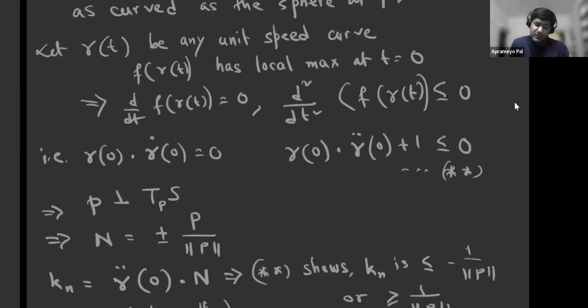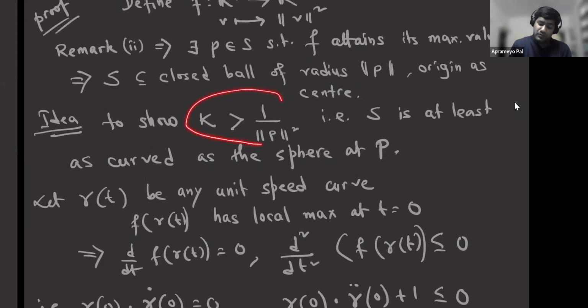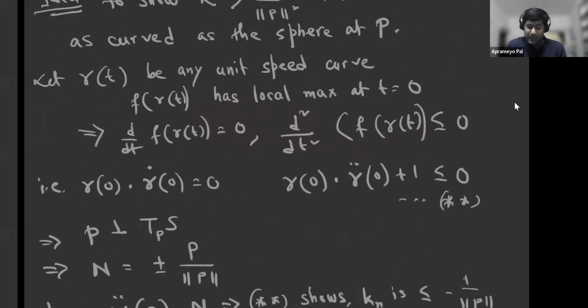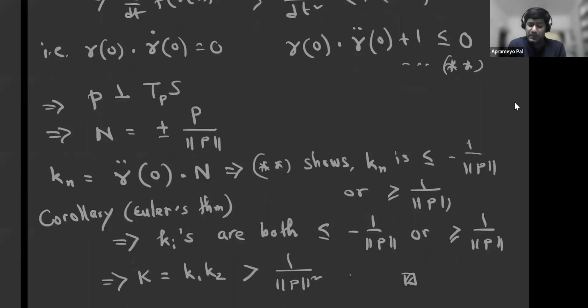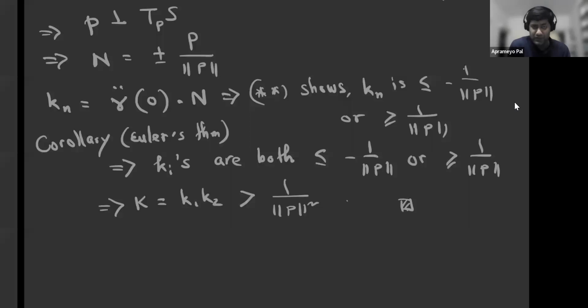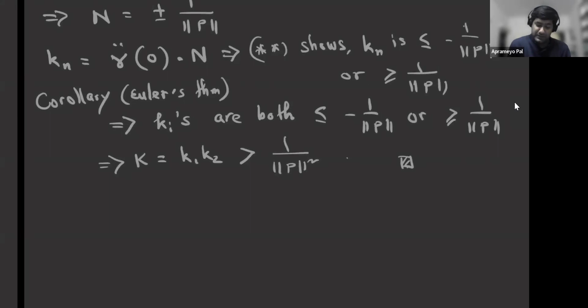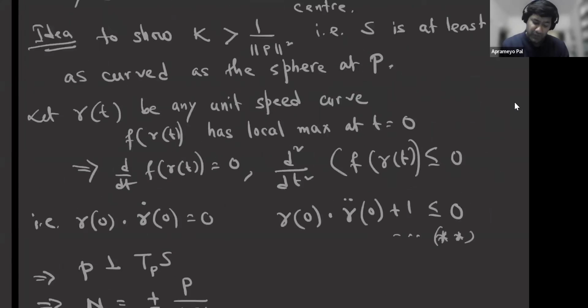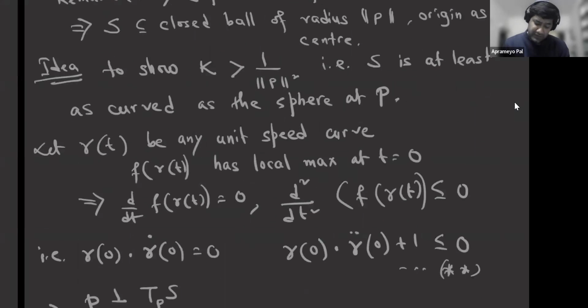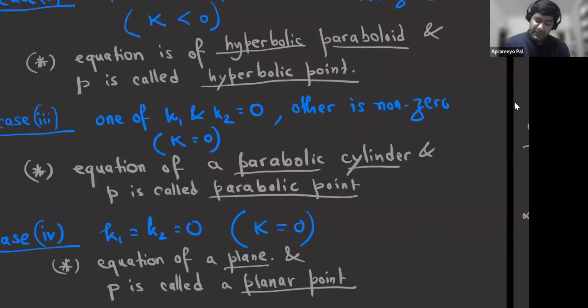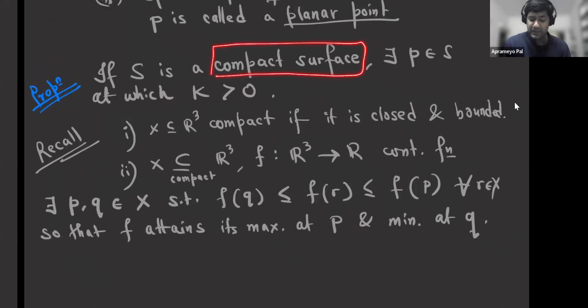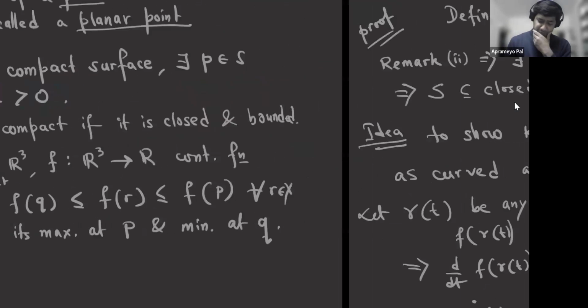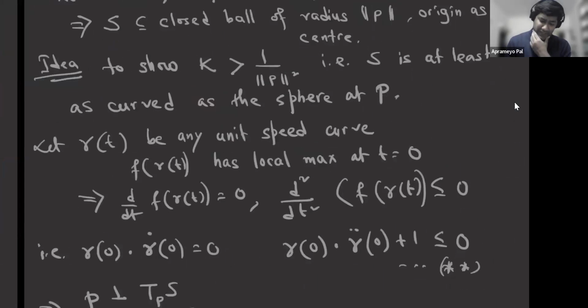So that's exactly what we set out to do. If the Gaussian curvature is greater than or equal to 1 over |P| squared, then this is a positive number, and then you are done with the proof. So what does the proposition say? If you have a compact surface, then you always have an existence of an elliptic point, which means you have a point at which the Gaussian curvature is positive. Okay, let me here remark a very nice corollary.